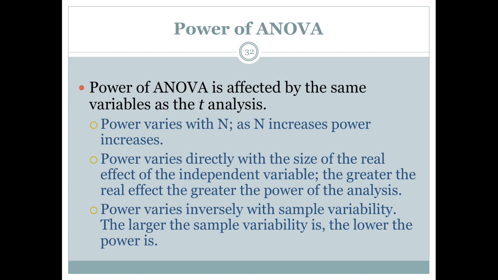And power also varies directly with the size of the real effect of the independent variable. And think back to chapter 1. Independent variable is that variable that the researcher manipulates. Okay, the amount of medicine somebody's getting, the lack of sleep if you're looking at sleep deprivation, that type of stuff. So the greater the real effect, the greater the power of the analysis. And then power varies inversely, though, with sample variability, right? If sample variability is all over the place, if your scores are just scattered, some are really high and some are really low, the lower your power is.